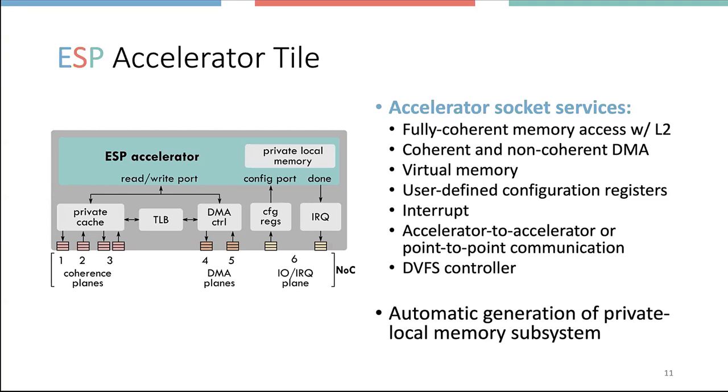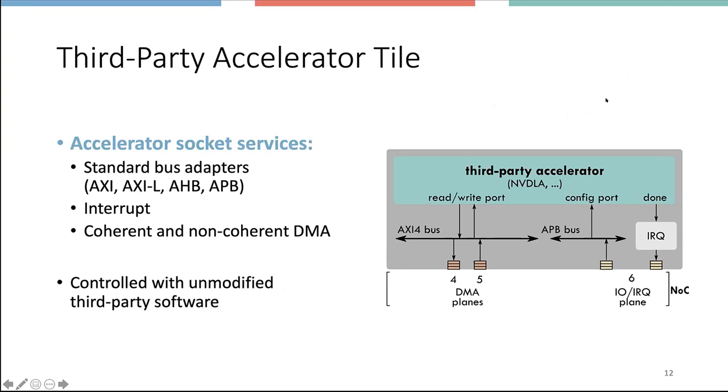Now, this tile is used for any of the flows that in ESP you can select to create a new IP, a new accelerator. However, we are aware that with open source hardware, there are a lot of third-party IPs and accelerators out there that you may want to use. So in this case, we created a third-party accelerator tile in which most of these services degenerate into standard bus adapters, so that your accelerator, which most likely already has some engine to do DMA or some register file based on your particular application that already contains the registers that hold the configuration that will be set by software, right?